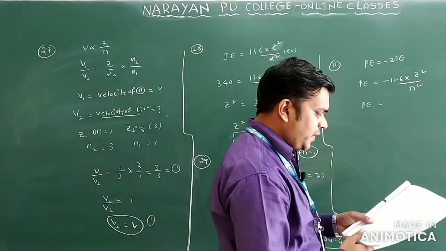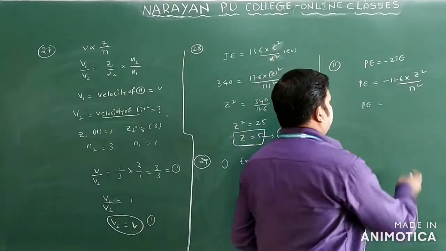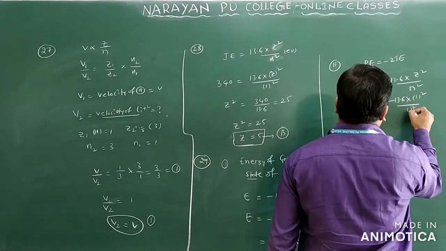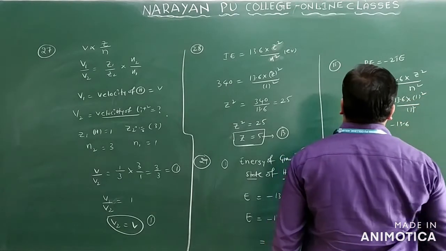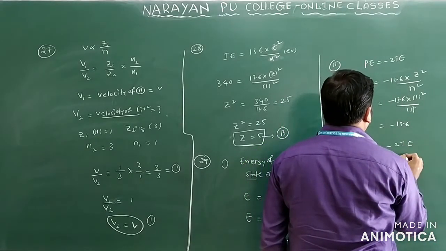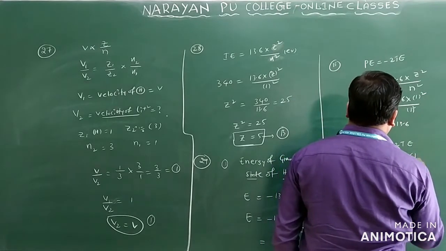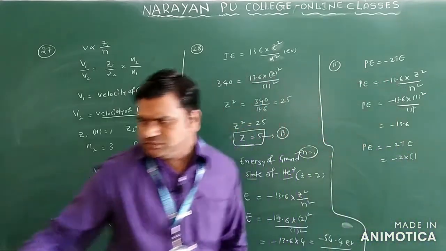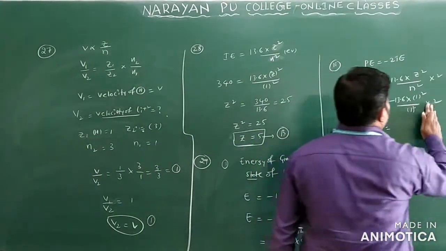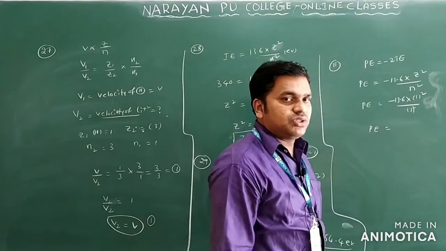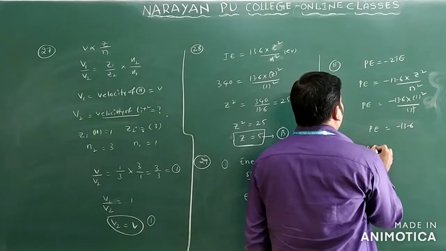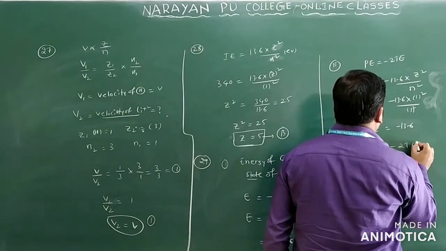Now you can see here, what atom here? Hydrogen atom only. For hydrogen atom, by using minus 13.6 into 1 square by 1 square we have, you get minus 13.6. But potential energy is equal to minus 2 into total energy. So if you substitute the values, you get here minus 13.6 only. But here potential energy is minus 2 into total energy.